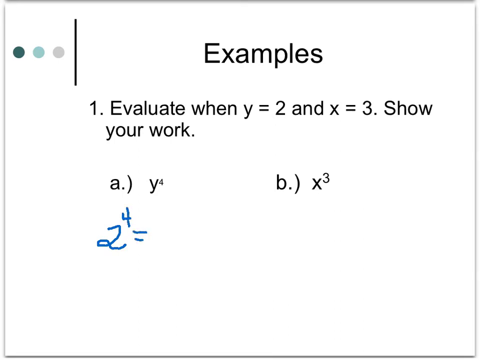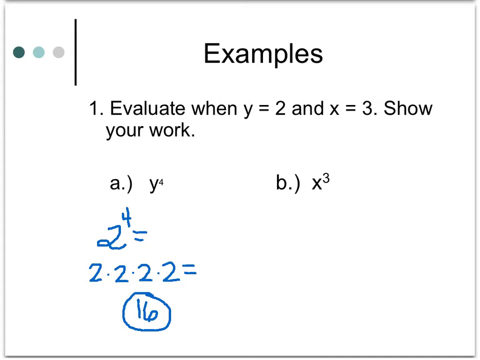And to solve for that, evaluate it, that means I need to take the base, which is 2, and multiply it 4 times. So 2 times 2 times 2 times 2 would be 2 times 2 is 4, times 2 is 8, times 2 is 16. So therefore, to evaluate 2 to the fourth power, we would say the value of that is 16.